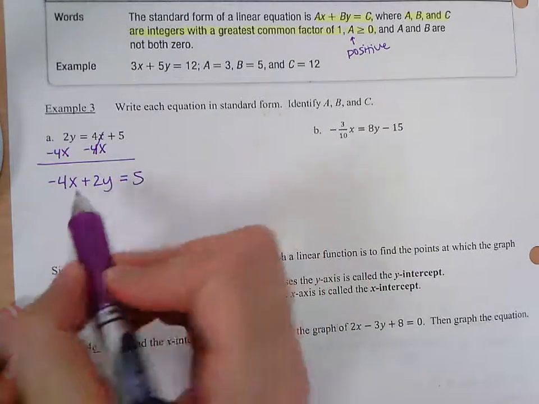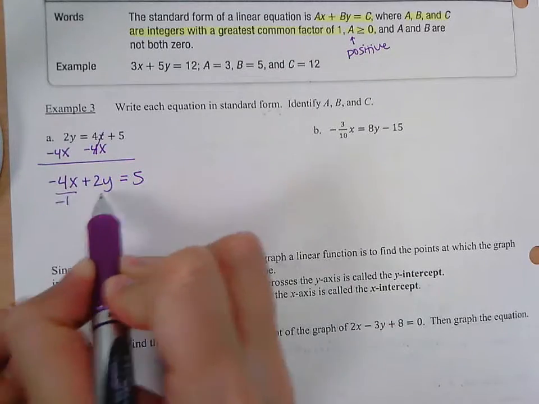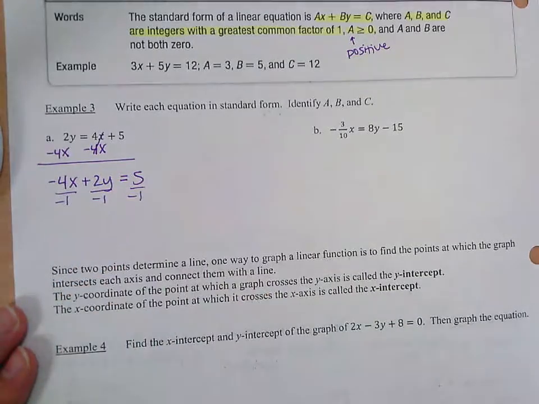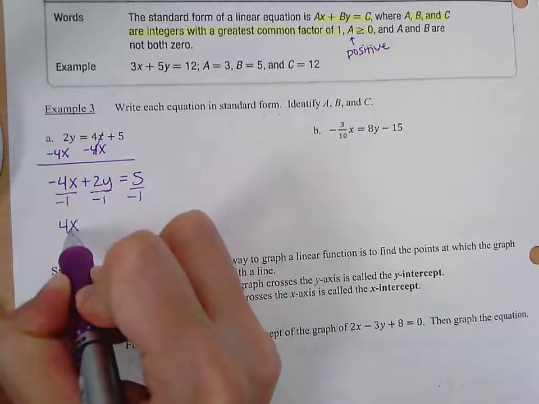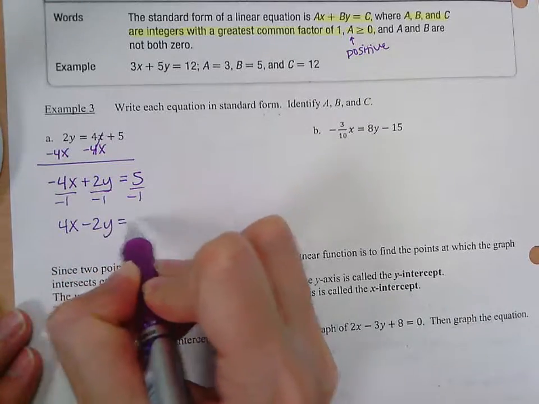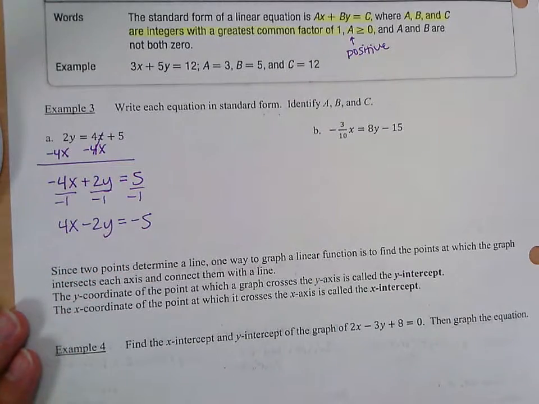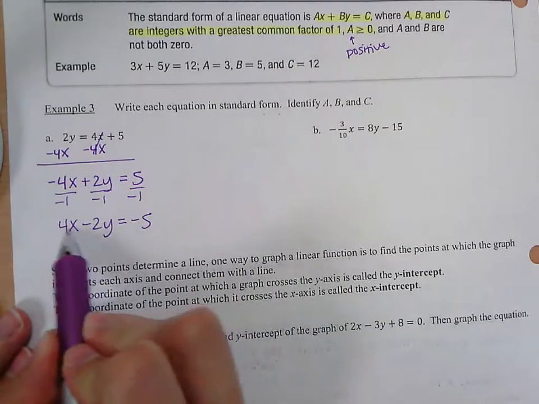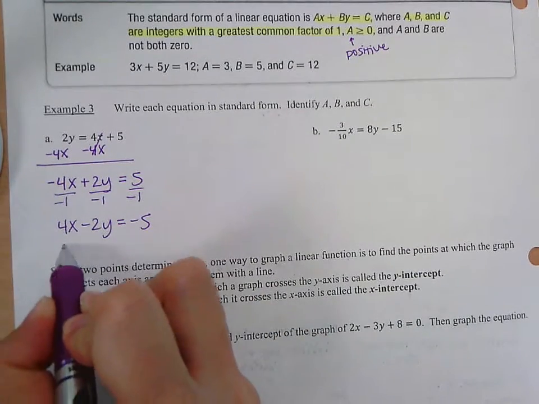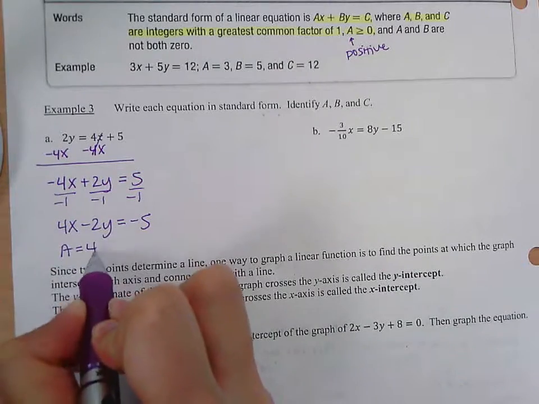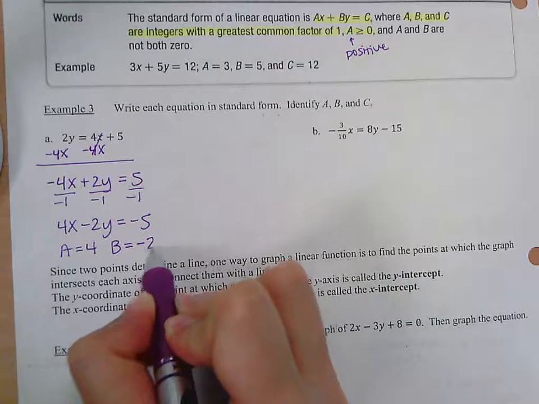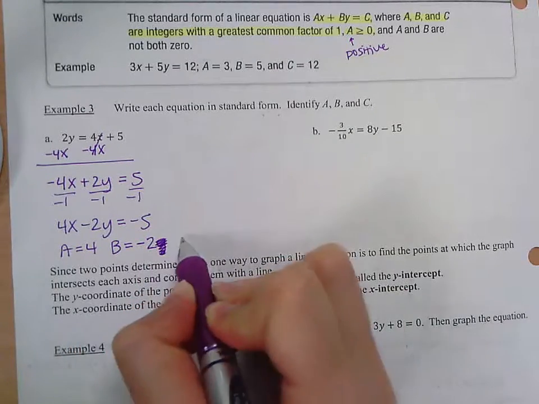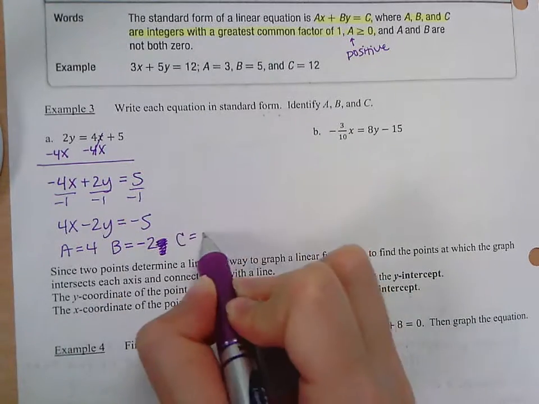Yes, I can divide by negative 1, and that means I have to divide everything by negative 1. So I have to change the sign of everything. Or you could also multiply by negative 1, same thing. So I would get a positive 4x and then minus 2y equals a negative 5. Now I've met all the criteria. This is my standard form. My a value is the coefficient of x, so 4. My b value is the coefficient of y, which is negative 2. And then my c value is the constant, which is negative 5.